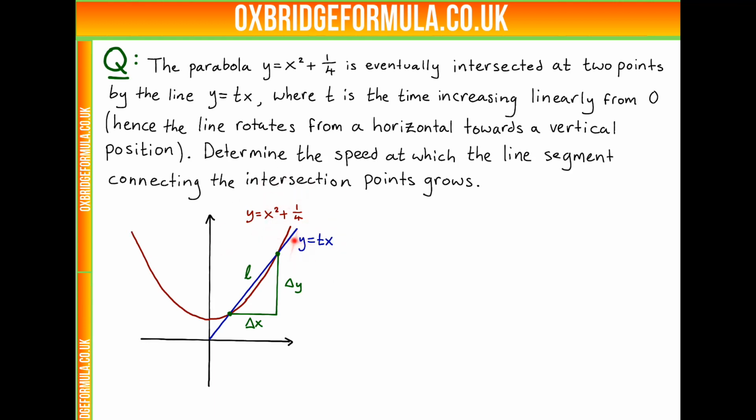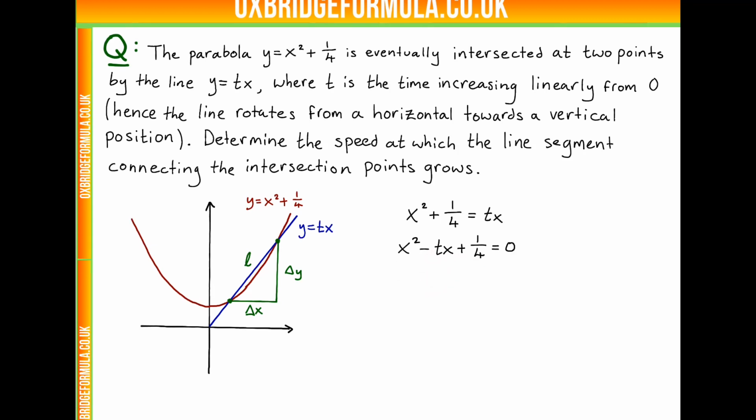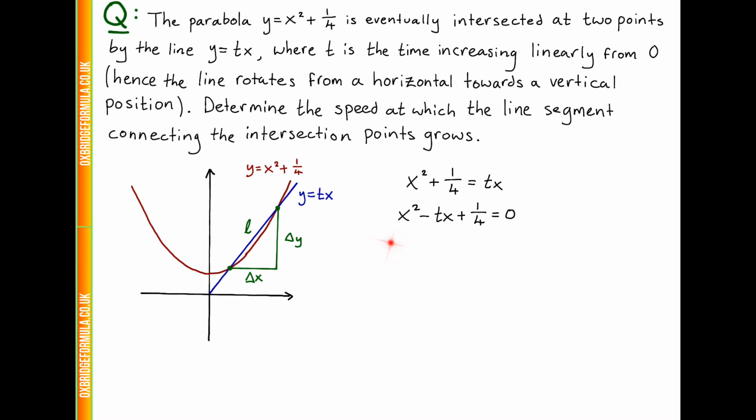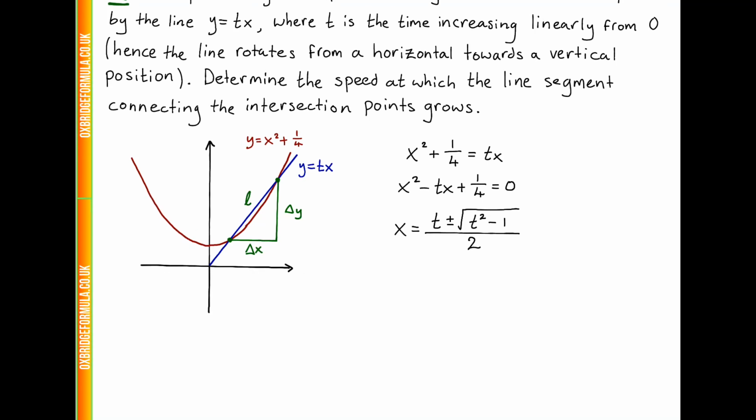First, we set x squared plus a quarter equal to tx. How can we go about finding the x coordinates of the intersection points from this? This is just a quadratic equation, so let's rearrange to get a 0 on the right hand side, subtracting our tx term from both sides. Now, there are a few different ways you could find the x coordinates, but one of the fastest is simply to use the quadratic formula. So we substitute in: our minus b becomes t, b squared is t squared, and minus 4ac, since c is a quarter, is just minus 1. And we have this all over 2.